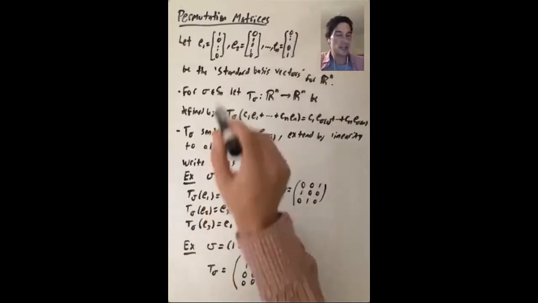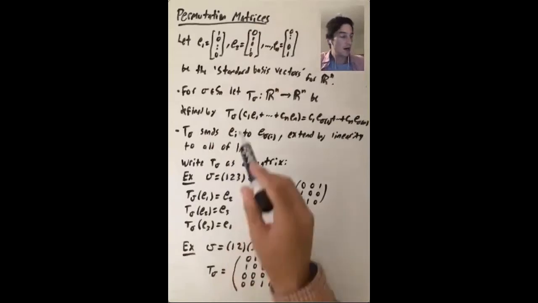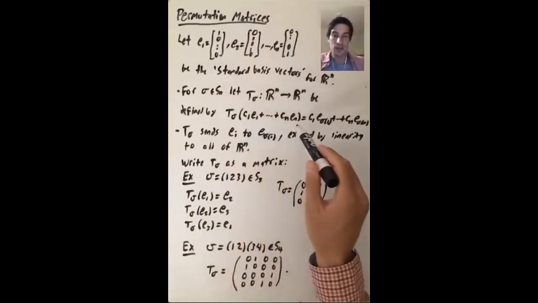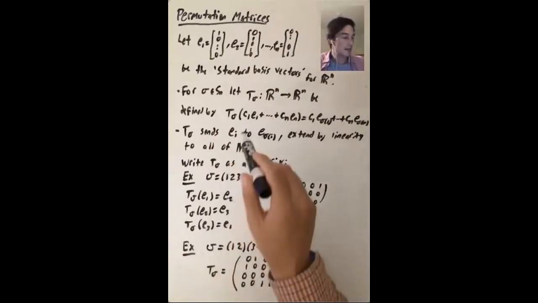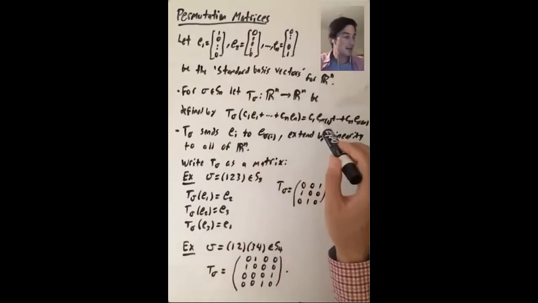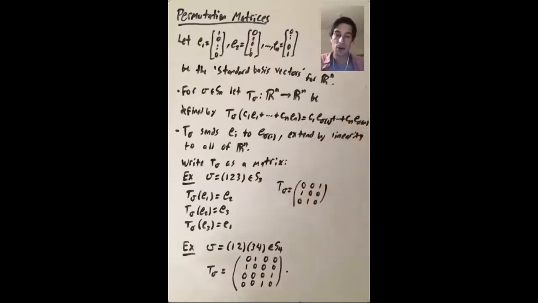So given a permutation, we're going to define a linear transformation out of it, where T sigma of a linear combination of these standard basis vectors, c1 e1 plus ... plus cn en, is going to go to c1, but now instead of e1, we're going to get e sigma(1). What does sigma do to 1? Plus cn times e sigma(n). What does a permutation do to n?